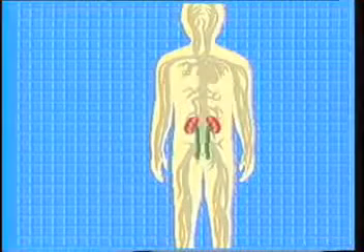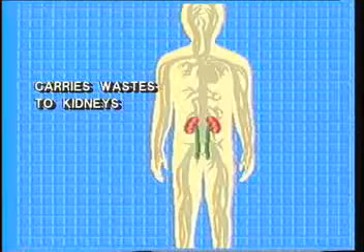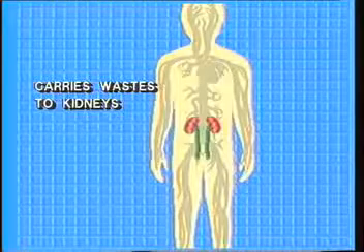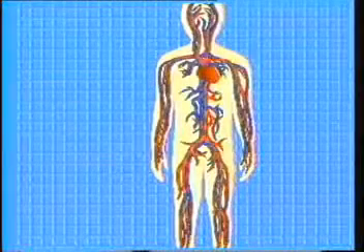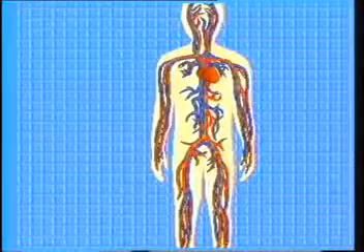Besides helping to get rid of carbon dioxide, it takes other waste to the kidneys. Acting as a kind of disposal system, the kidneys remove these wastes from the blood and excrete them from the body in the form of urine. Let's take a closer look at the different types of vessels that are part of the circulatory system.